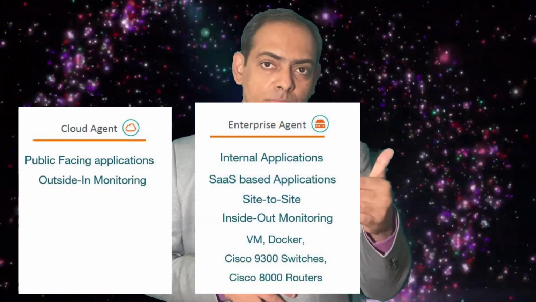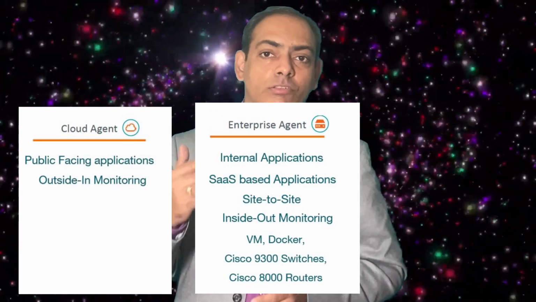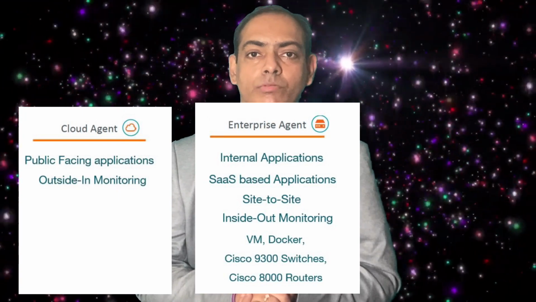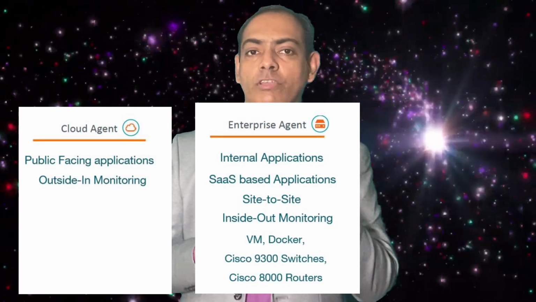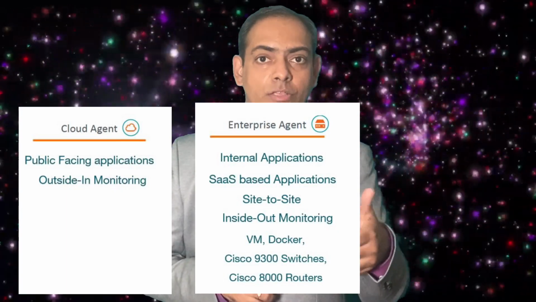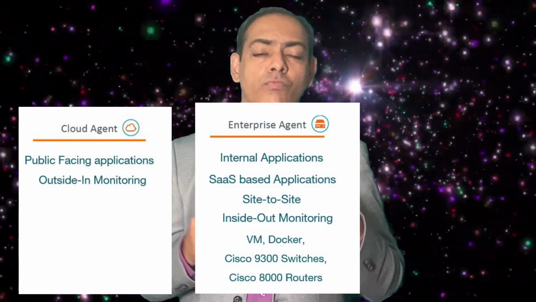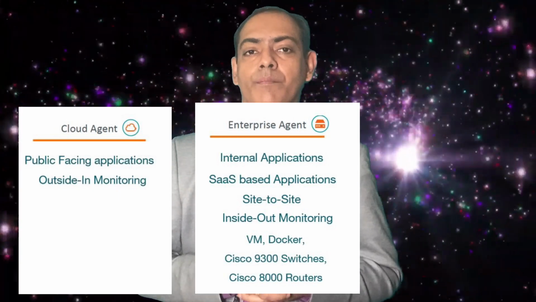The second type of agent is the enterprise agent, which can be installed on virtual machines or on Cisco Catalyst 9000 switches or Cisco Catalyst 8000 series routers. These enterprise agents can be used to monitor SaaS-based applications, internal applications, and site-to-site connectivity. This can be mainly used for inside-out monitoring.